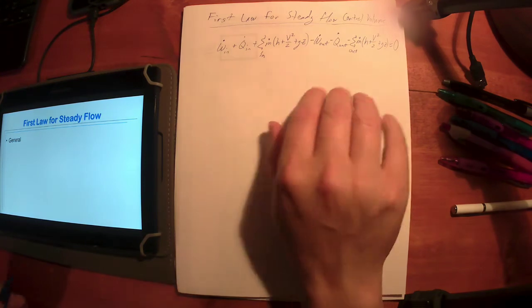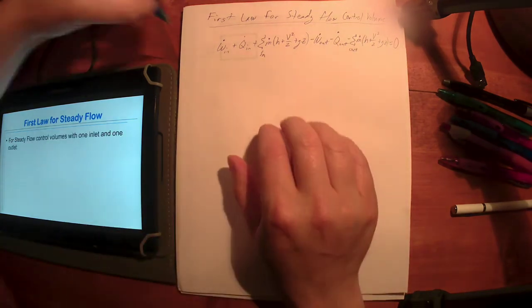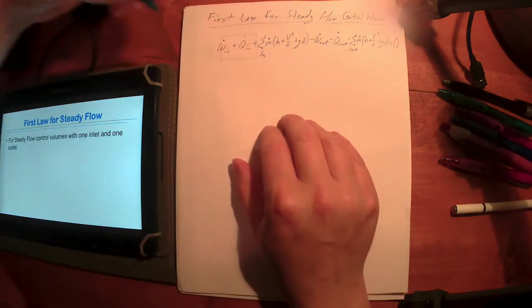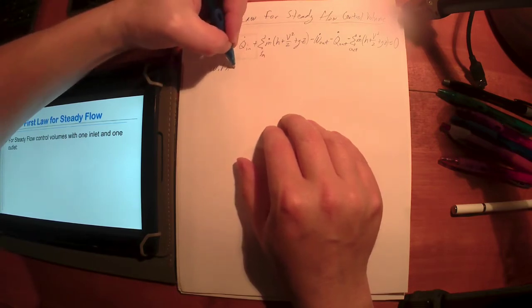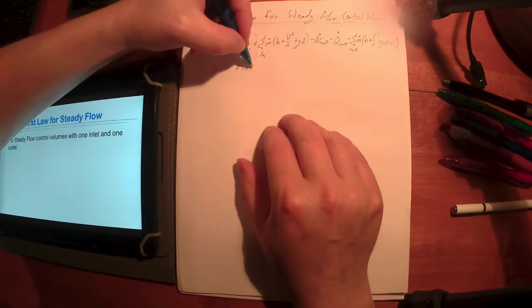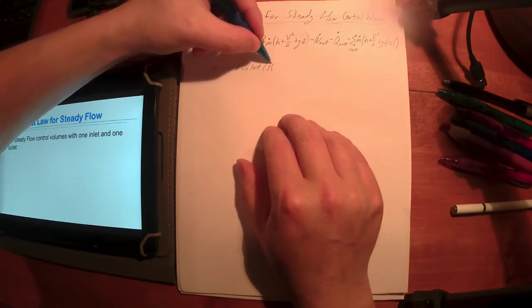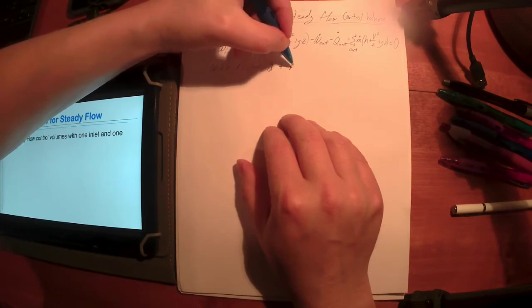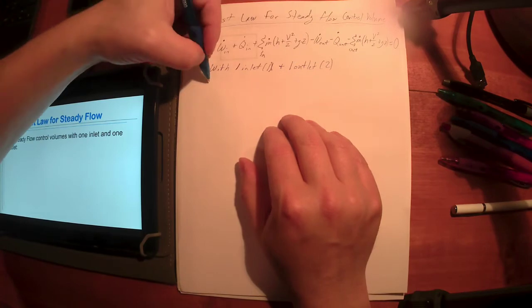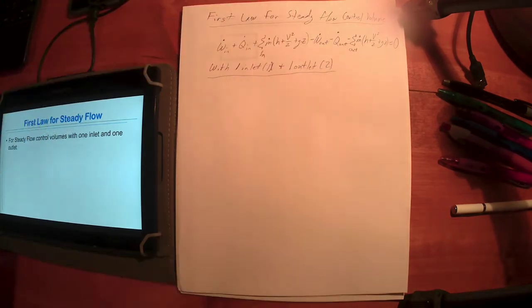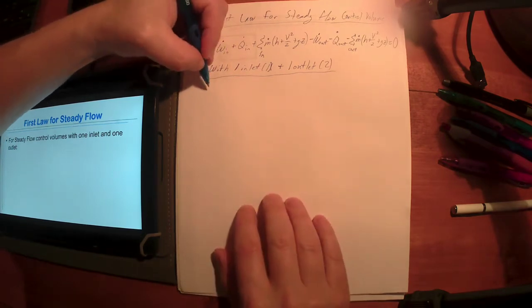The change is 0. And we said if I've got a steady flow control volume with one inlet and one outlet, which is going to be pretty common, with one inlet, we'll call it 1, and one outlet, that's going to be at a different state, we'll call it 2. So if I've got mass coming in, mass going out, if it's steady flow, that means the change between the inlet and outlet is 0. So that means it's the same mass flow rate in and out.